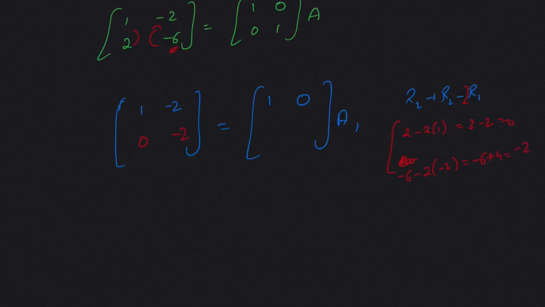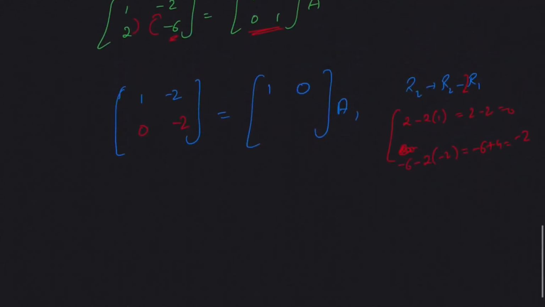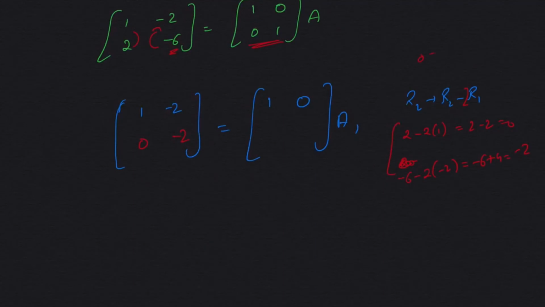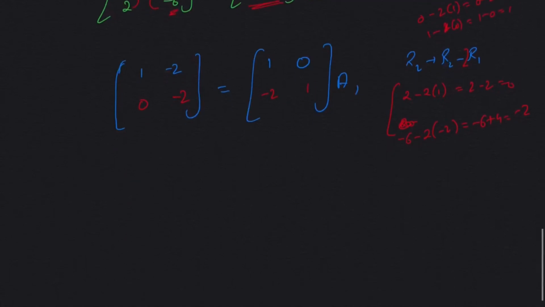It is the same operation, so 0. Minus r2 minus 2 times of r1, 0 minus 2 minus 2, here 1 minus 2 times of 0, 1 minus 0, that will be 1.